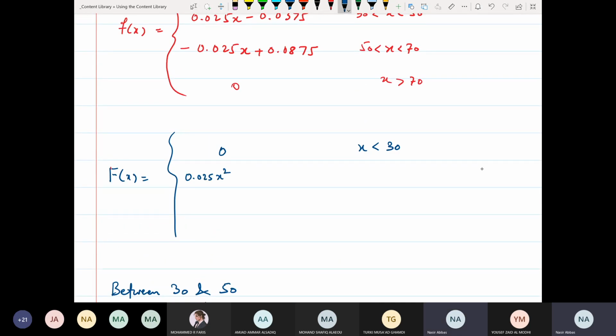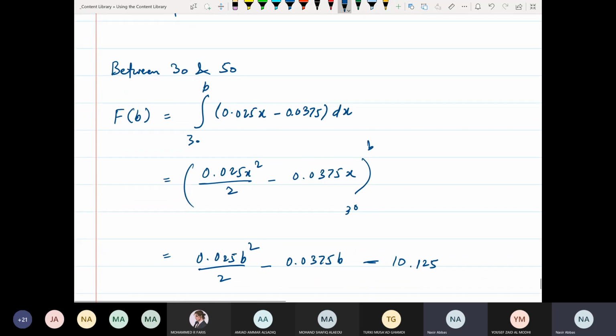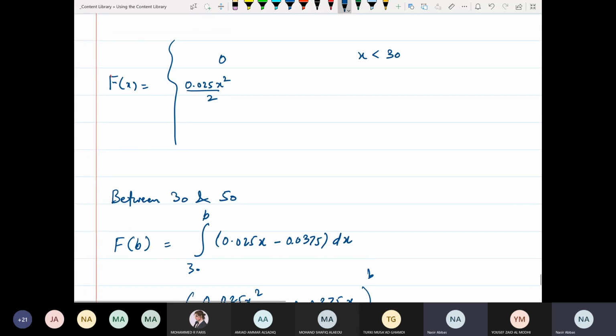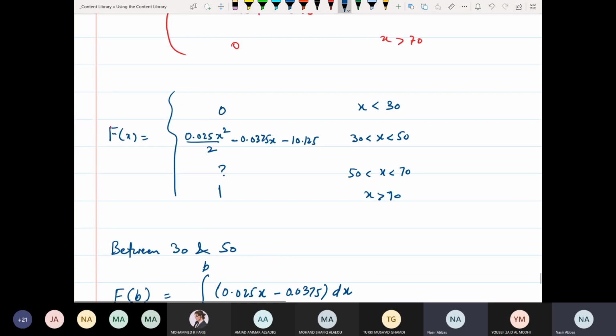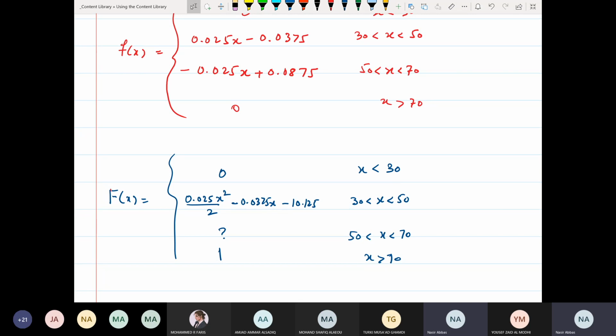0.025 x square over 2 minus 0.0375 times x minus 10.125. And there will be another function between 50 and 70. And above 70, it will be 1. Now, I'm not going into the detail of this second part, 50 to 70. You'll have to integrate the second function like you did for the first one.